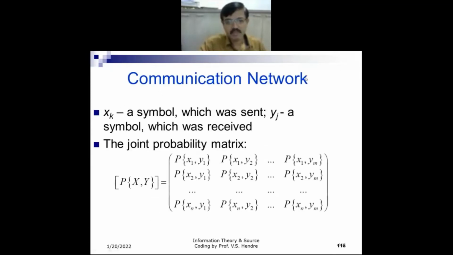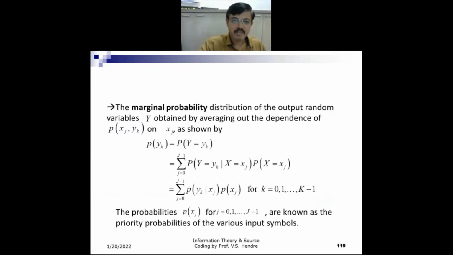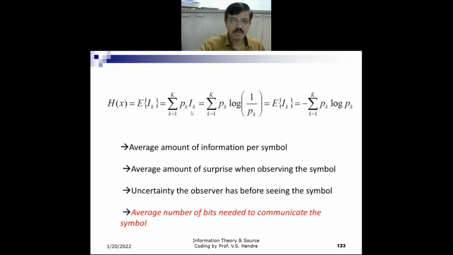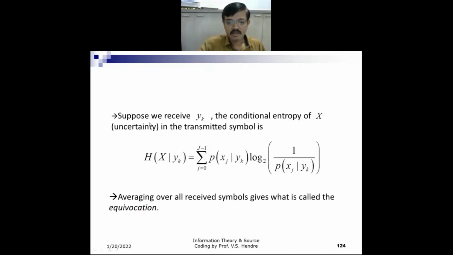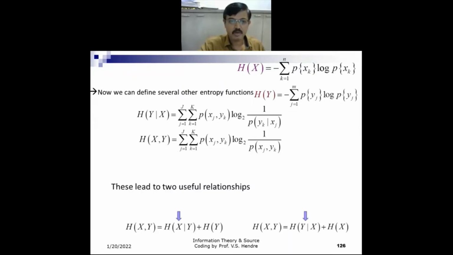We have tried to define the different types of probabilities for a discrete memoryless channel: the joint probability P of x comma y, the conditional probability P of x given y, the marginal probability of x, the marginal probability of y, and the conditional probabilities x given y and y given x. After defining all these probability schemes, we defined the entropies for the discrete memoryless channel. We defined the entropy H of x at the transmitter end, that is, how much average information is transmitted by the transmitter, and how much average information is received by the receiver. Then the conditional entropies H of x given y, H of y given x, and the joint entropy H of x comma y.